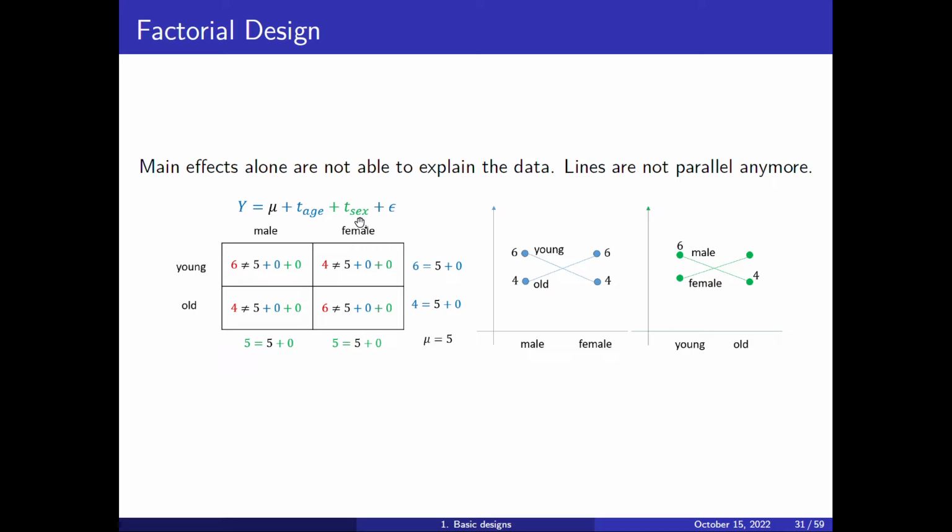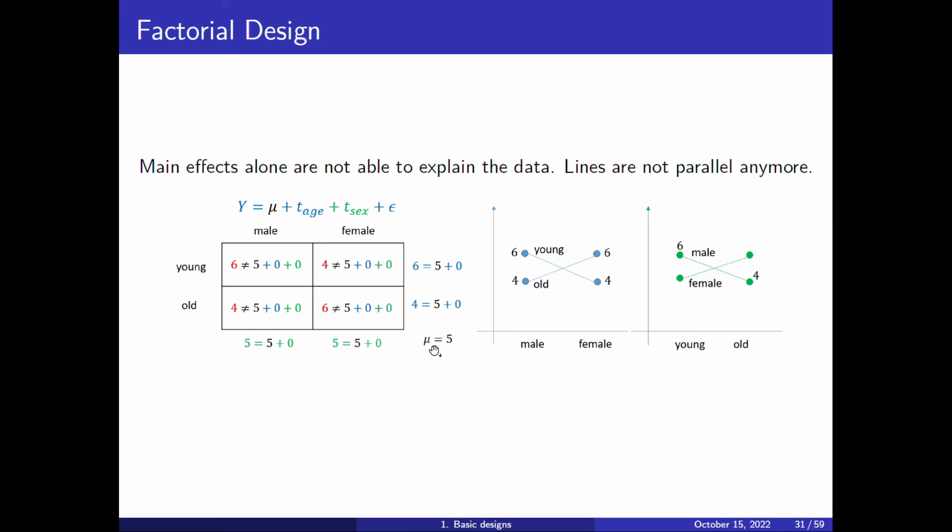Okay, so let's say that now our measurements are 6, 4, 4, 6. So we do the same kind of decomposition that we did before. The overall mean is 5, but the mean of males is also 5. The mean of females is 5, so the contribution of male and females are 0. And the same for the ages. For young, the mean is 5, and you get an extra 0. And for old animals, the mean is also 5, so you get 0.